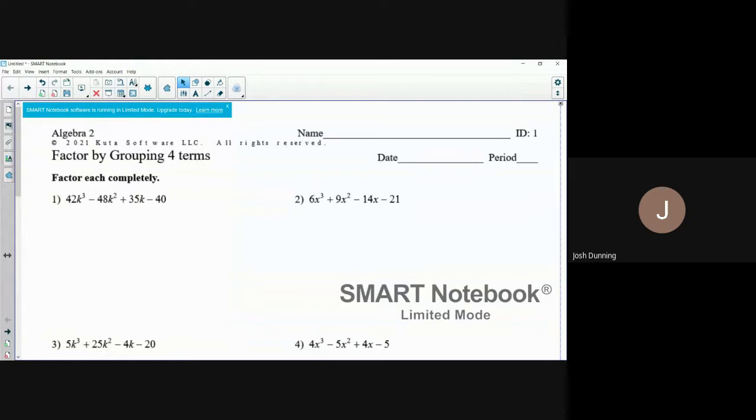Factor by grouping with 4 terms. Now, when you factor by grouping, you're going to split it down the middle, and you're going to GCF both sides. So for the GCF between 42 and 48, we can divide those both by 6. There's also a k squared. There's a k in both. Go with the lowest power. Now we divide by 6k squared.